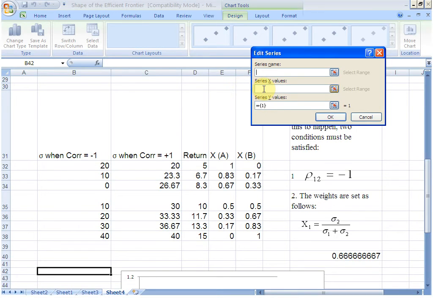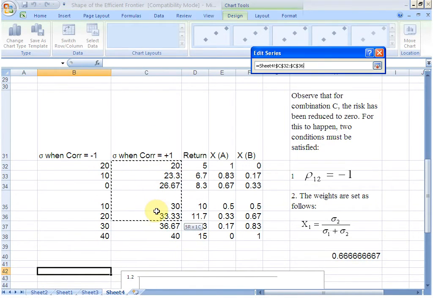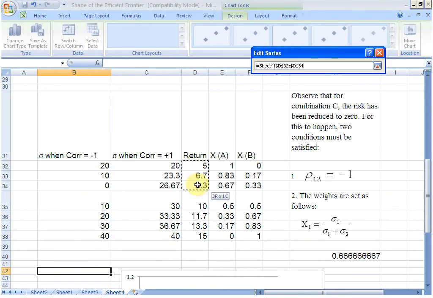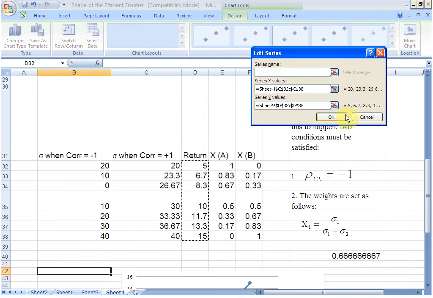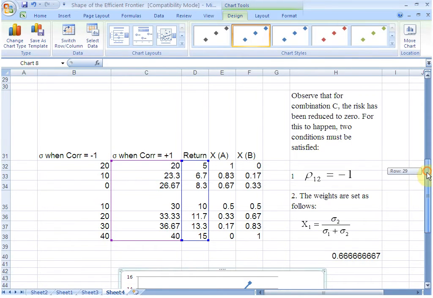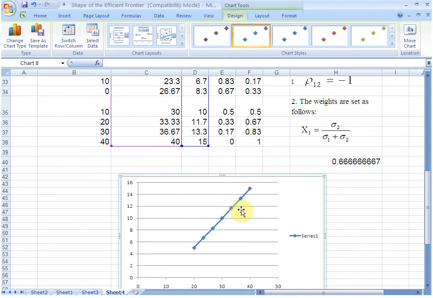I want to measure my risk on the x-axis, so I select this field and pick up the standard deviation here when the correlation coefficient between the securities is 1, and for y values on the y-axis I want to measure my return, so I select this return series here and say OK, and then say OK again, so that this information is plotted on this graphing space here.